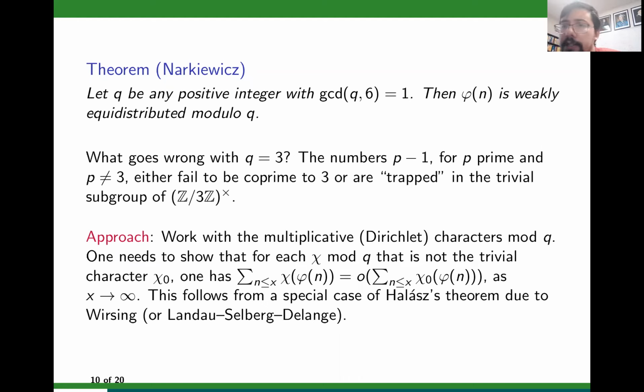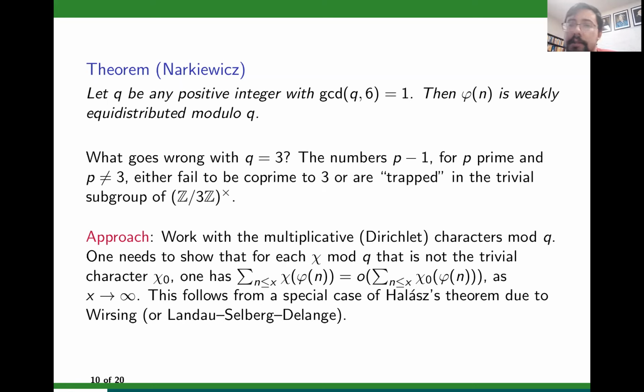But again, I want to say something about the approach. The approach is very similar to the approach that Delange and Goldfeld took to study equidistribution of A of n, or equidistribution of arithmetic functions. Now we're looking at a multiplicative function, and we're looking at coprime residues. So the natural thing to do is to hit the function with a multiplicative character mod q, that is a Dirichlet character. And you would want to show that when you start summing chi of phi of n, where chi is a multiplicative character, you get cancellation, where now the cancellation is with respect to the sum you get if you use the principal character.